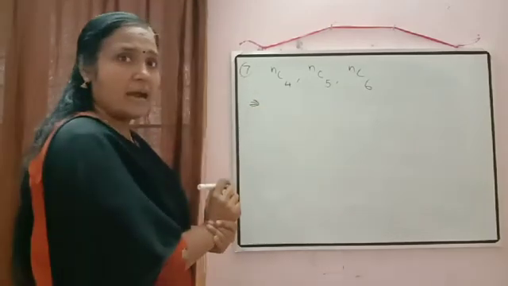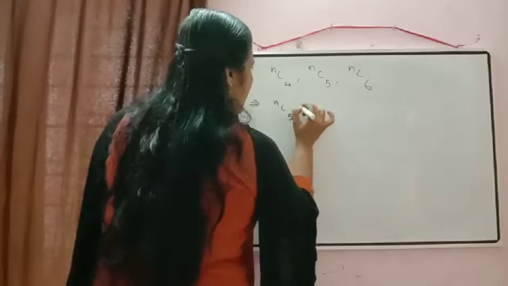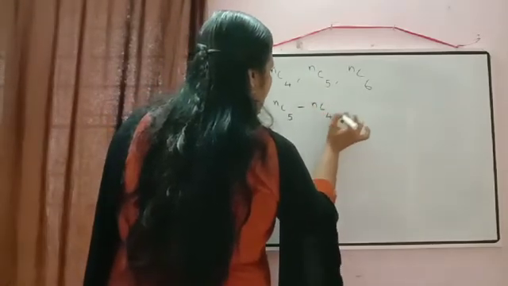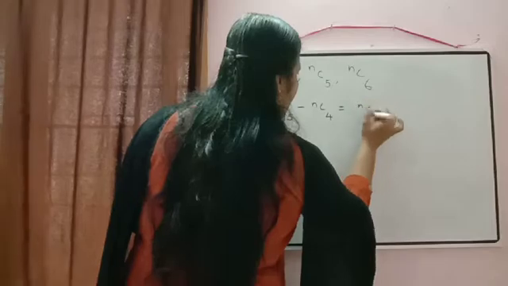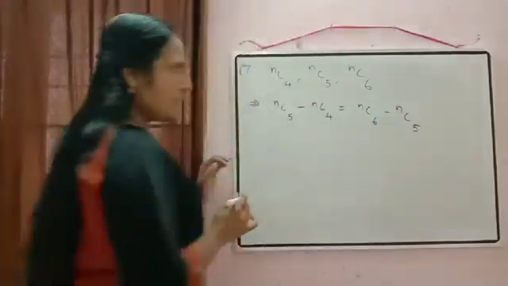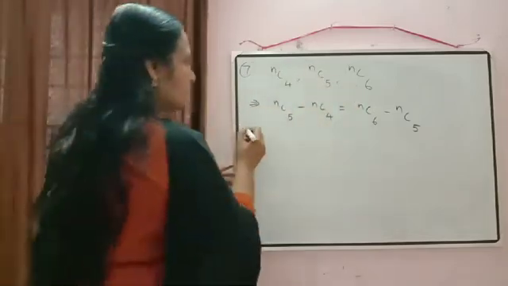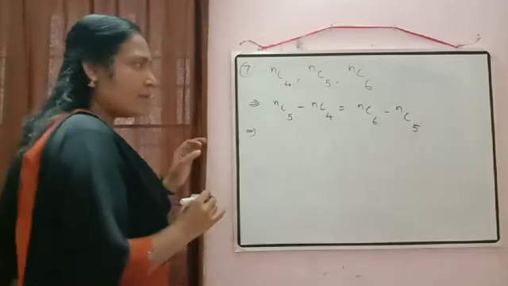That concept we are using here. Then what will come here? nC5 minus nC4 will be equal to nC6 minus nC5. Correct? Common difference. The difference should be the same. Now first what we will do? We will use the formula.